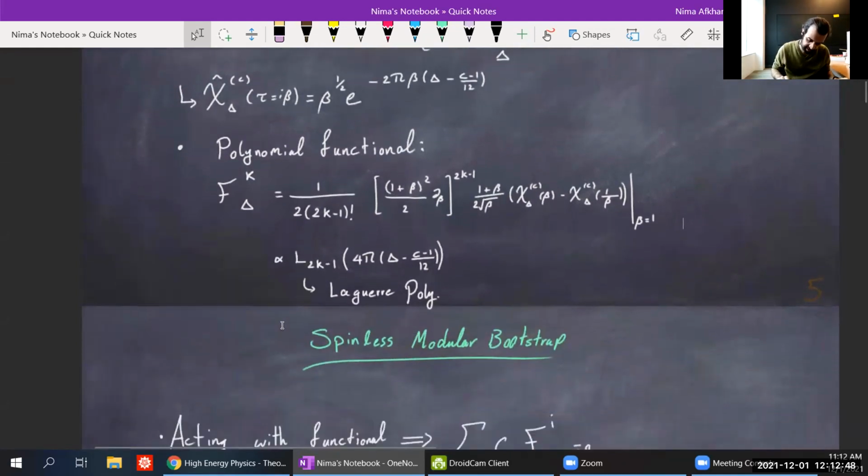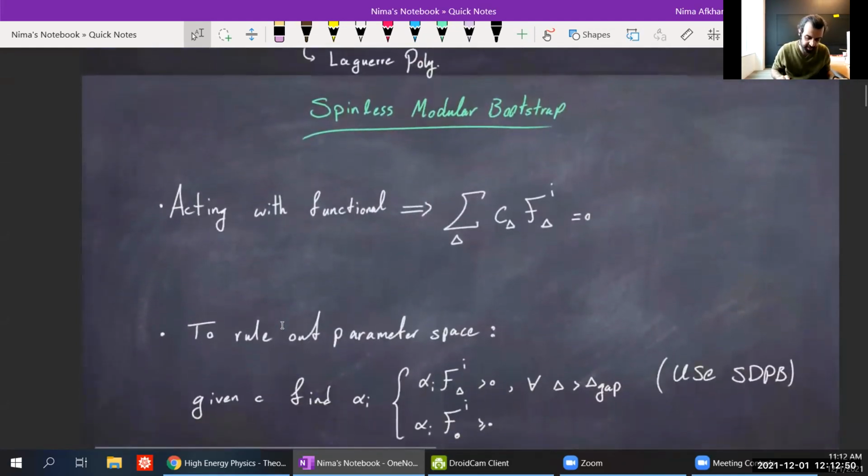Now let's go back to the equation we had above. So acting with these functionals on this equation, we end up with the equation that now, instead of labeling it with A, I'm labeling it with the quantum numbers that appear, which are the scaling dimensions. And to rule out the parameter space, you can choose what it is that you want to look for. I will choose to try and find a bound on the lowest operator above the vacuum contribution.